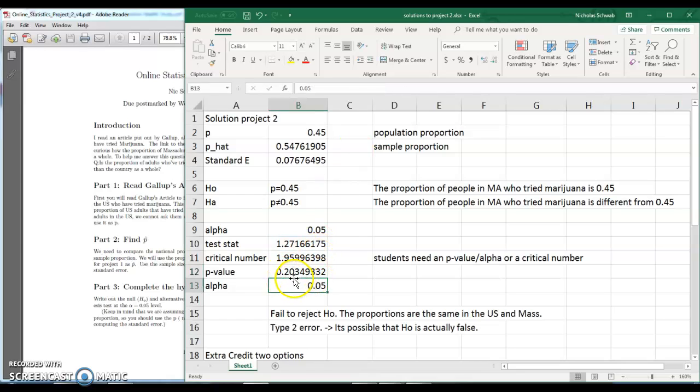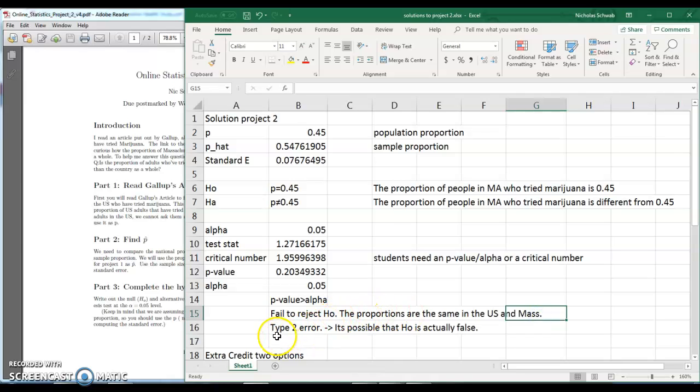It's like 20%. So we compare p-value to alpha, and I'll type it here. P-value is greater than alpha. So that means we're going to fail to reject the null hypothesis. So we're going to say, oh, it's possible that the proportion of people who have tried marijuana in Western Mass is 0.45. And we remember 0.45 is the same as the United States, so the proportions are the same in the US and Mass. That's what we are saying because we have failed to reject the null hypothesis.